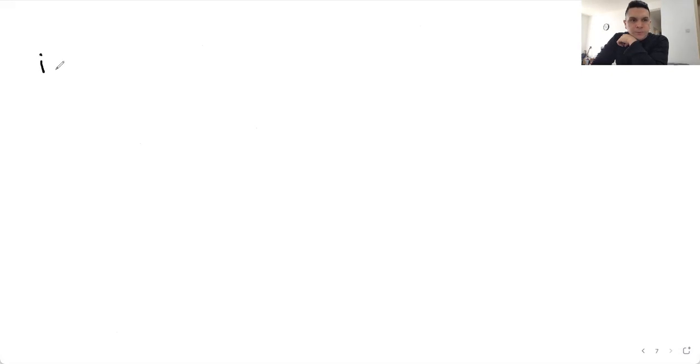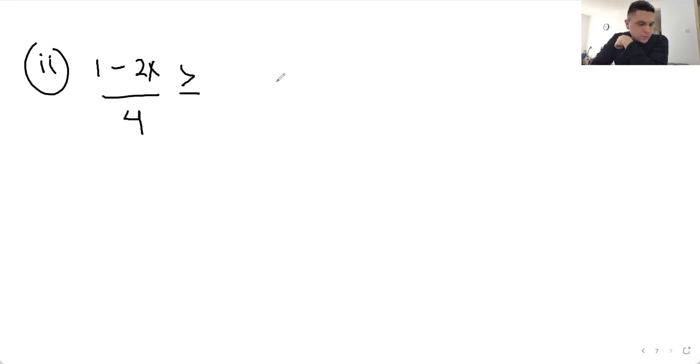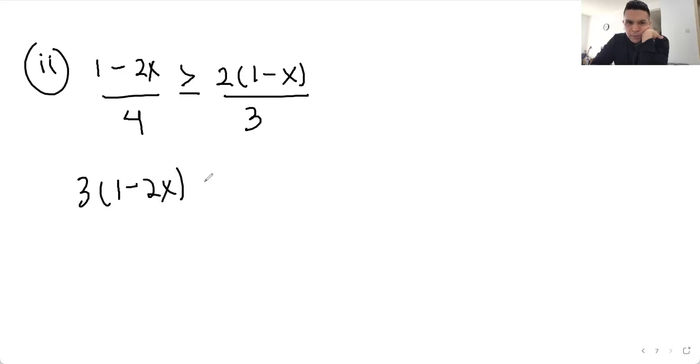Number 2. You got 1 minus 2x divided by 4 greater than or equal to 2 times 1 minus x divided by 3. We can cross multiply this and we should get 3 times 1 minus 2x greater than or equal to, this 4 we multiply, right? So it will be 8. 4 times 2 is 8 times 1 minus x.